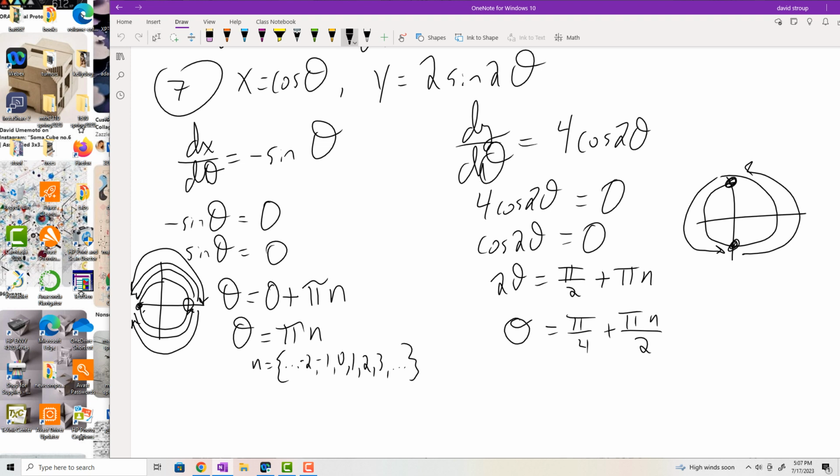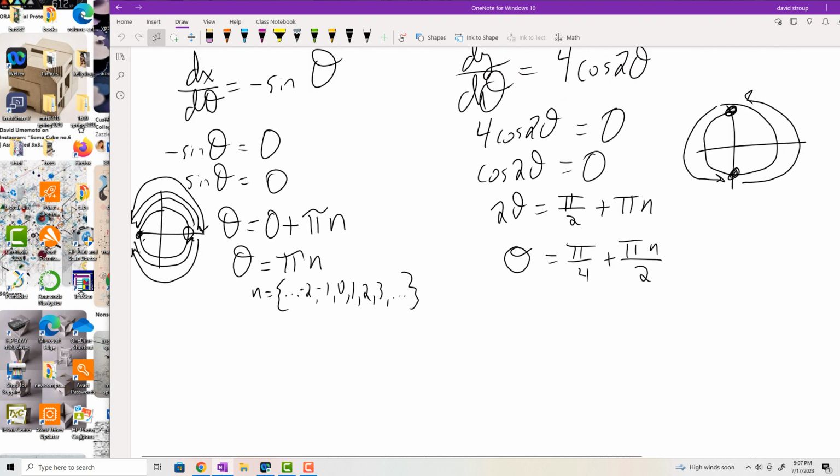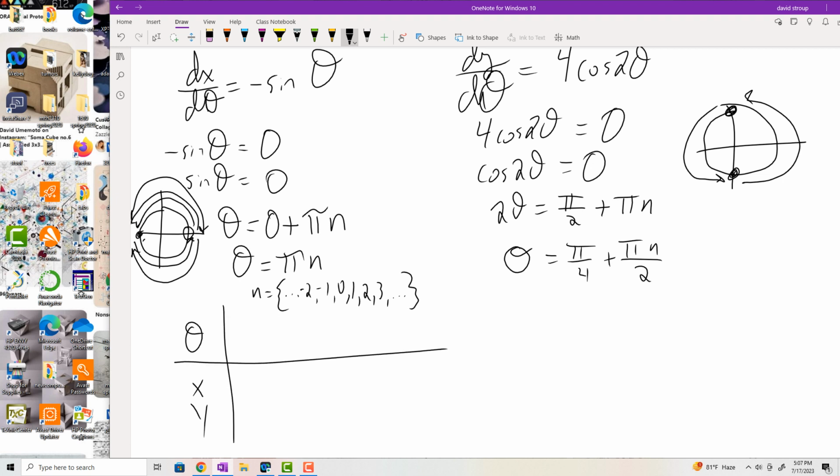But okay. So, anyways. These guys are never simultaneously going to be equal to 0. Okay, so that's a non-issue. What do we need to do now? We need to figure out exactly what are these points on the graph where you have the tangency. And we don't want the theta values. We already know the theta values. What we want to know are the xy coordinates for these particular theta values.